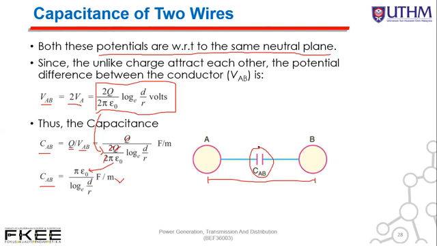Please be reminded that to calculate CAB, first you need to calculate the potential difference at point A and the potential difference at point B. So you will get VAB. Once you have VAB, then you can calculate CAB. The capacitance between wire A and wire B is based on this formula.